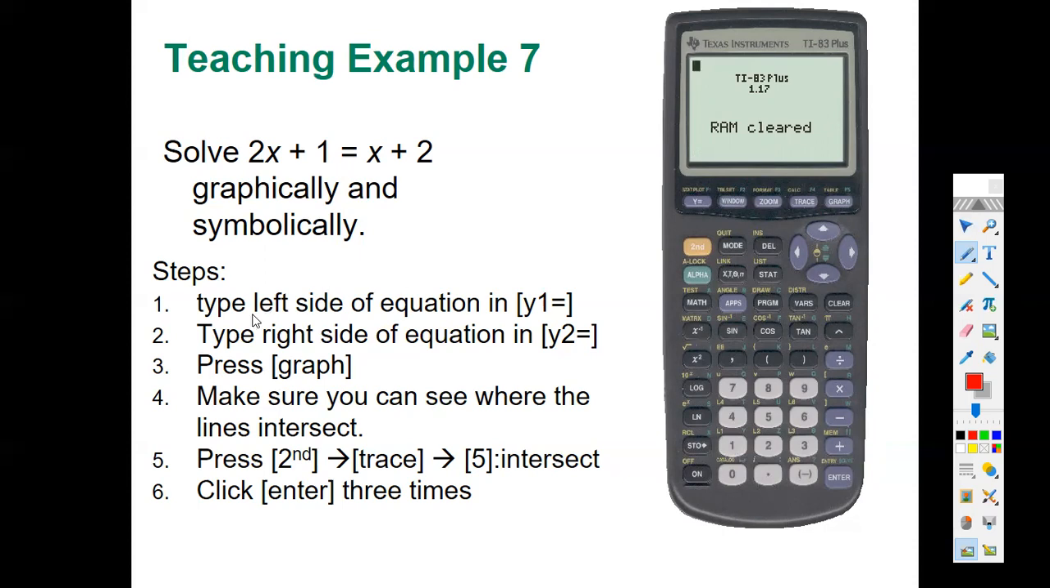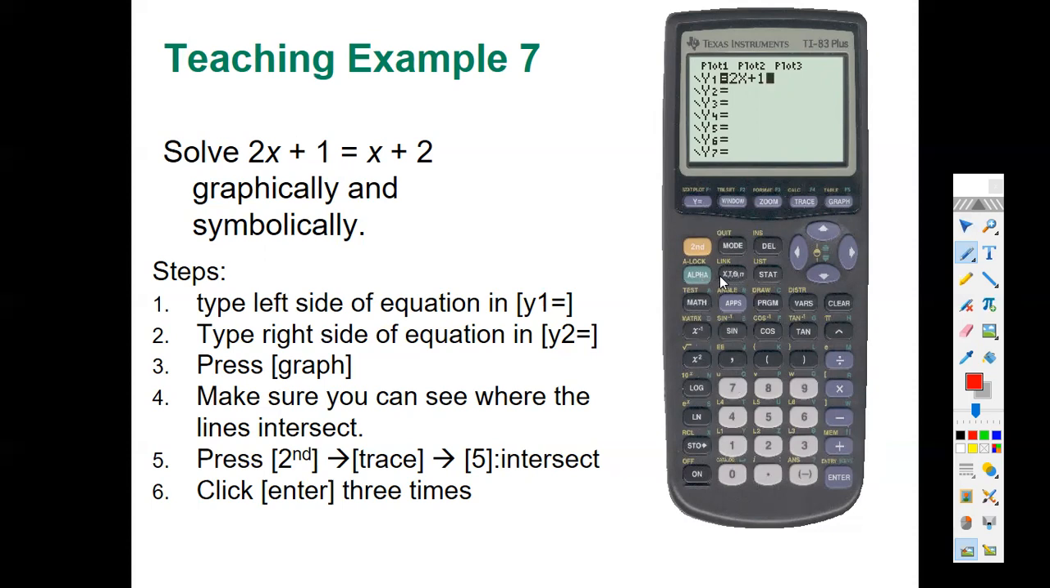Okay. So these are the steps that we're going to follow. Step 1 says we're going to type the left side of the equation in y1 equals. So I'm going to go to y equals, and in y1, I'm typing in the left side of the equation. My left side is 2x plus 1.